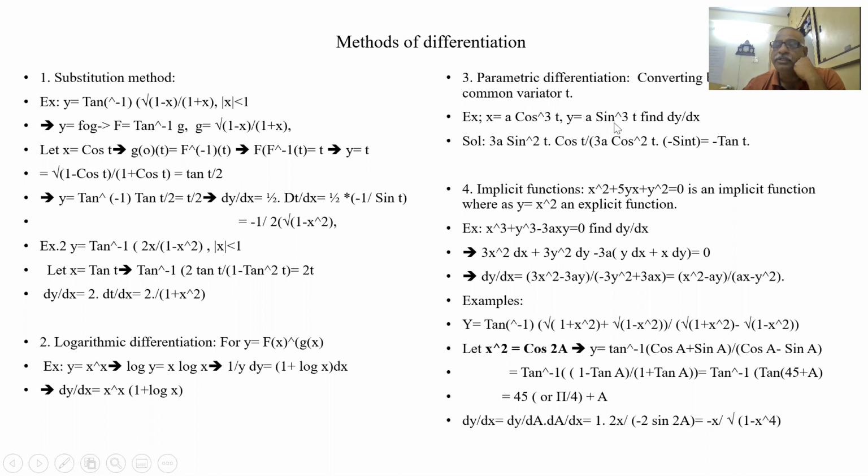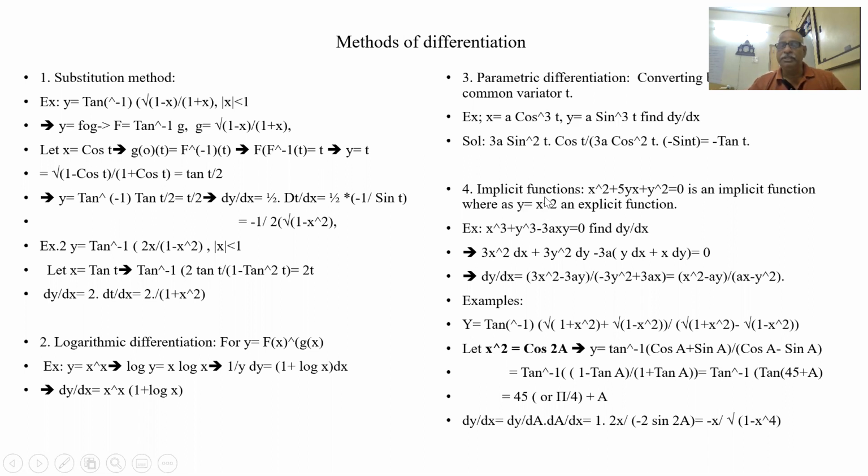See, what is y? y is a sin cubed t. What is dy? 3a sin square t cos t. Here what is dx by dt? 3a cos square t into minus sin t. So total is minus tan. So dy by dx is minus tan t.